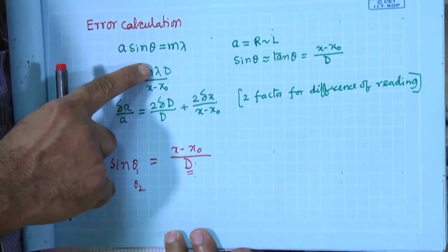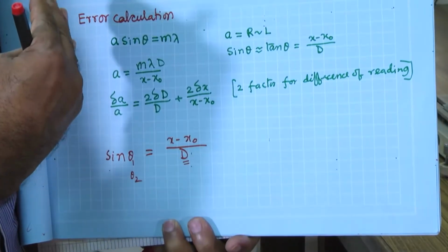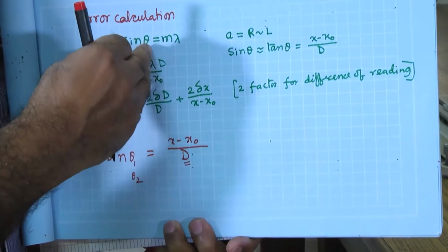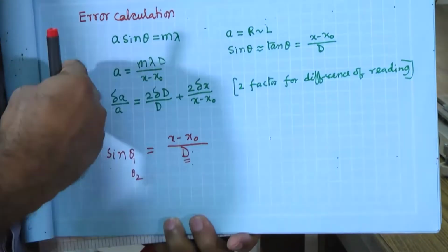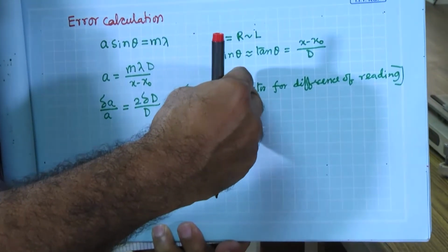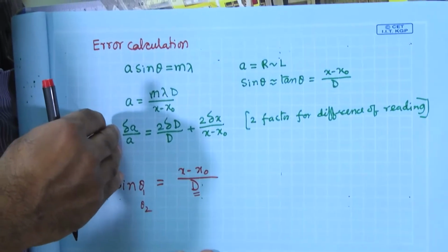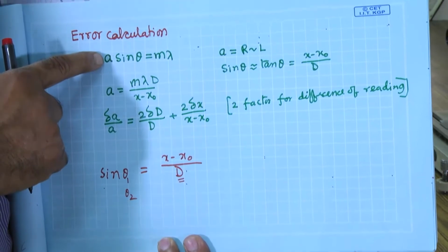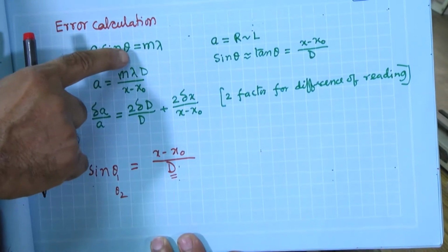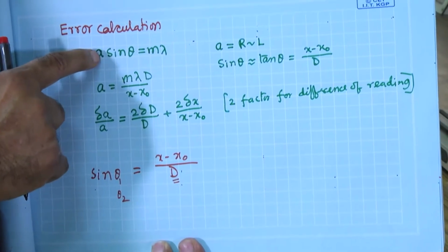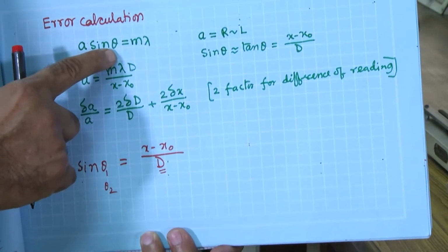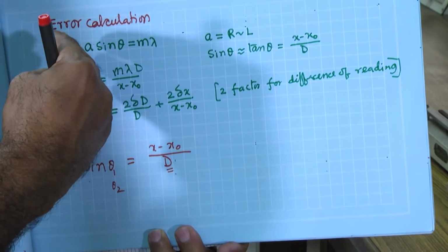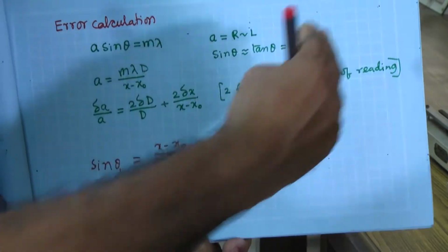Okay. That means if a increases, theta will decrease. So, the first order will come towards the central one, the central maxima. If a is decreased, theta will increase for the same order. That means this first order will move away from the central one.